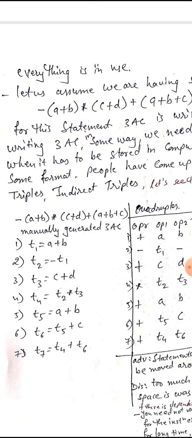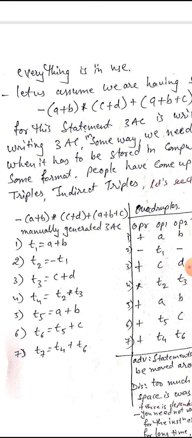So at instruction number 5 and 6, we do this a plus b plus c computation. Once this is done, we are interested to see that t2 into t3 plus t6 has to be done. That t2 into t3 is already there inside t4. So at the 7th step, t7 is equal to t4 plus t6. Now this is the three address code for the expression minus a plus b into c plus d plus a plus b plus c, right.